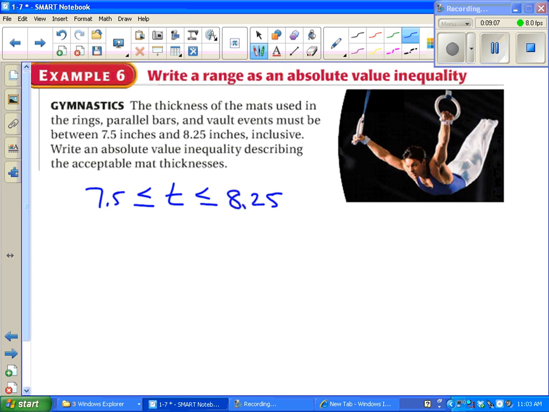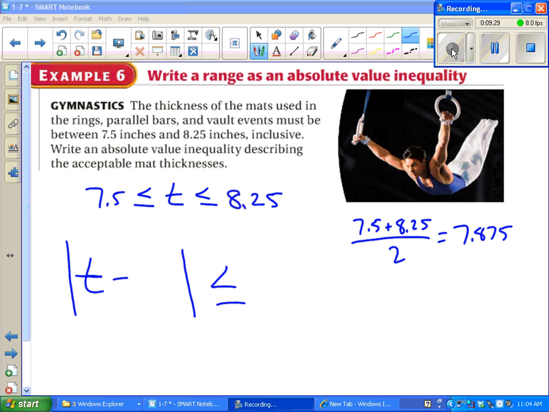We need to figure out what number to put inside our absolute value. And just like the previous problem, that should be whatever the average weight is. Last time it was 5.125. To find our average here, we're going to add up our smallest and our biggest values to figure out what number we want to put in there. Adding up and dividing by 2, we see that the average thickness is going to be 7.875 inches.